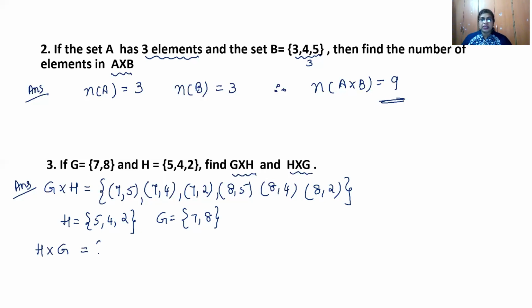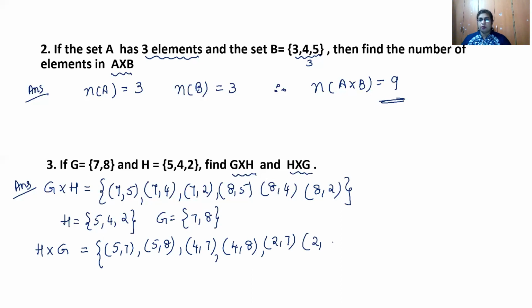So H cross G is equal to, so start with the element 5. Pair it with all the elements of the set G now. So therefore it becomes 5, 7, 5, 8. Okay, so if I finished with the first element pairing with all the elements of set G, go to the next element. You have 4, 7, 4, 8. Okay, then go to the next element 2, 7 and 2, 8. So I finished all the elements of the first set pairing with all the elements of the second set. So that is my H cross G. Hope the ideas are clear to you.